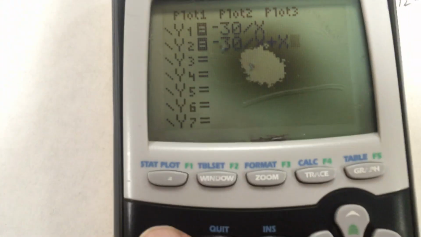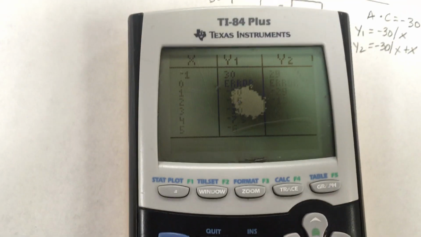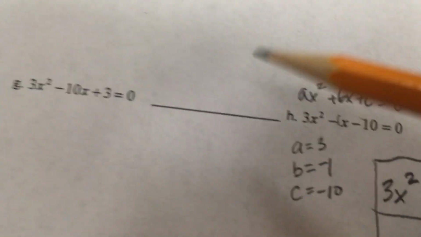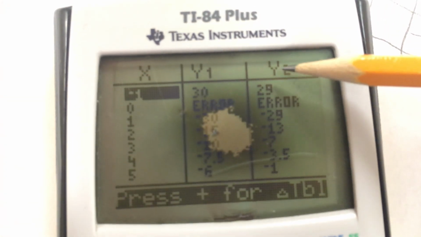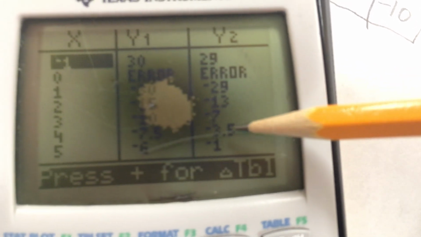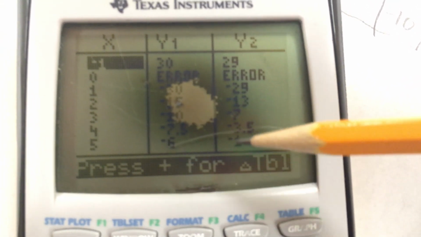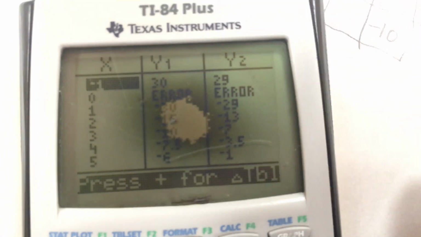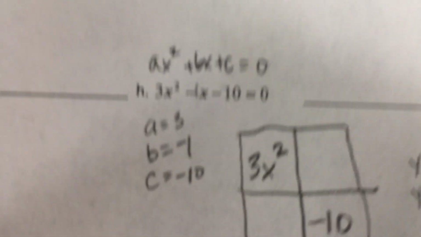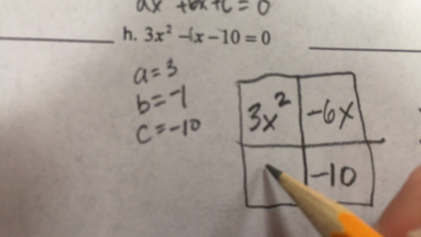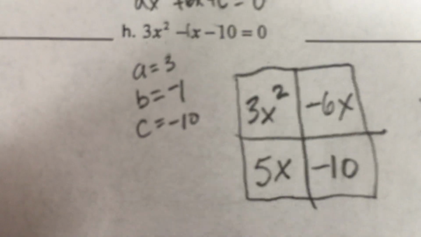After that, I'm going to hit second and graph so I can see the table of values. And what I'm looking for is where my b number, so -1, is in the y2 column. So here's y2. I'm looking for -1: 29, error, -29, -13, -7, -3.5, -1. There it is. So these two numbers, -6 and 5, will have x's with them in the other two boxes. So -6x and 5x.